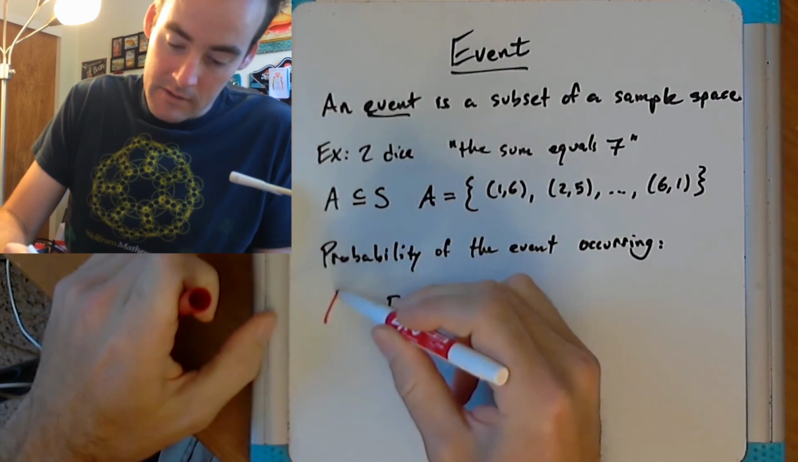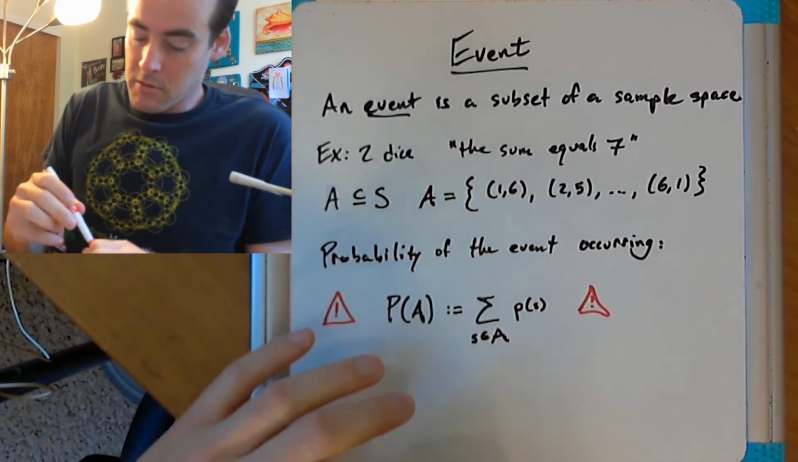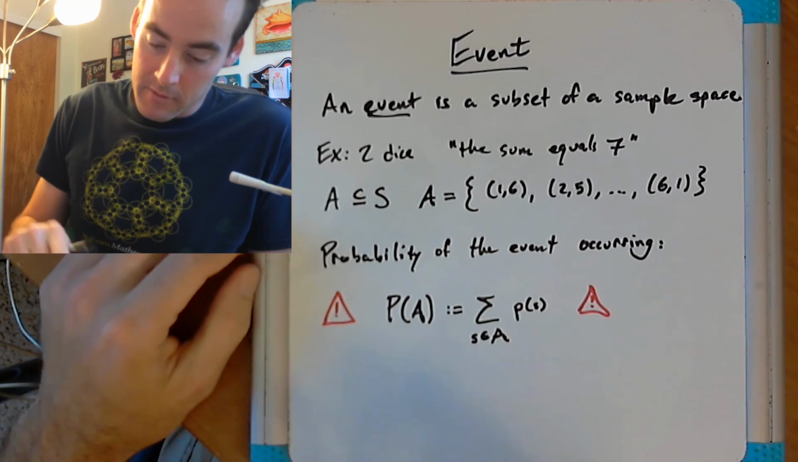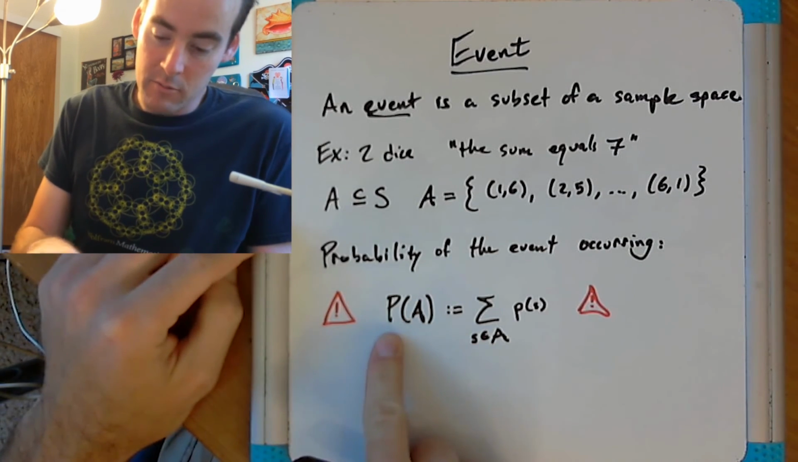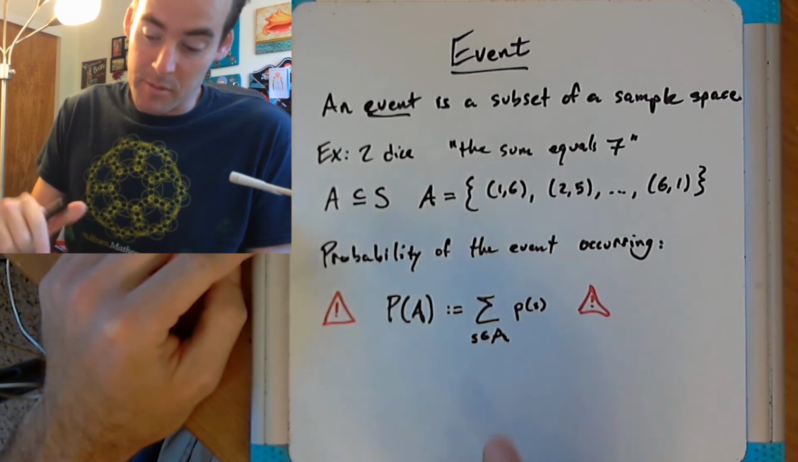This is where things start to get a little dicey, because we've done two things. One is we have introduced new notation, capital P, whereas before we were just dealing with the lowercase p, which was the probability mass function for that probability space.